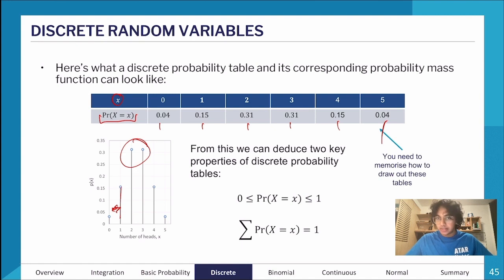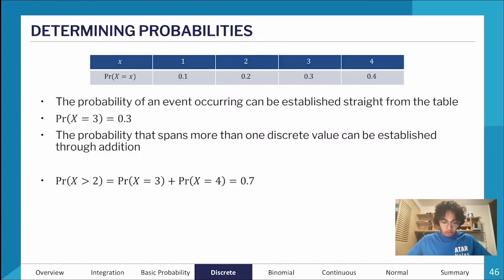You need to know how to draw out these tables, by the way. Always have x and the outcomes on the top and the probabilities on the bottom. Okay, how can we use this to determine probability, right? Because that's what we want to know. That's how we want to answer these questions. So we can determine it straight from the table, right? If I read off the table and look for the probability of x equal to 3, you just look at that. That tells me it's 0.3. There we go. That's my answer.